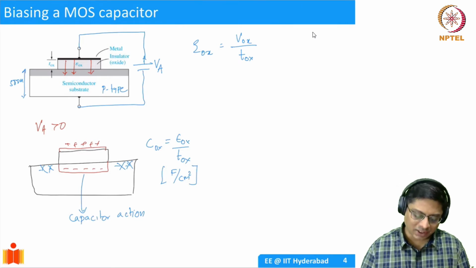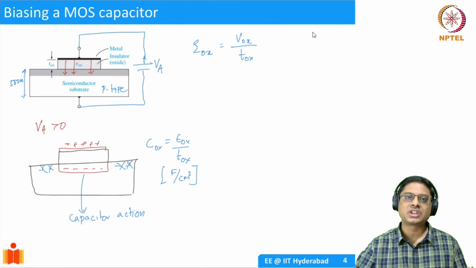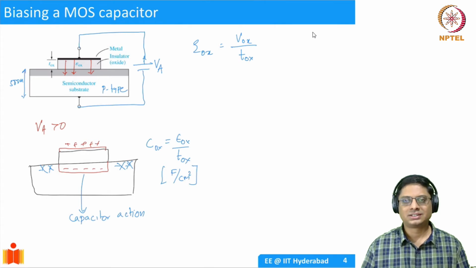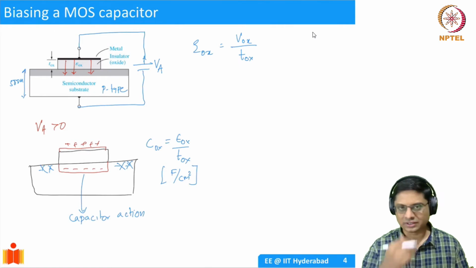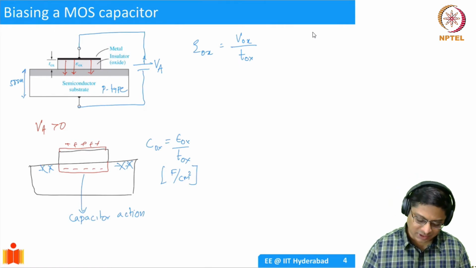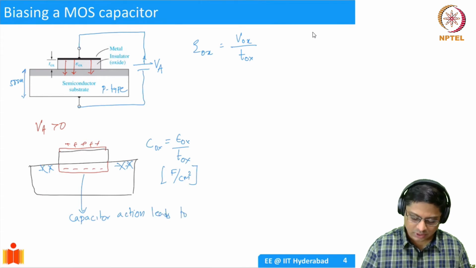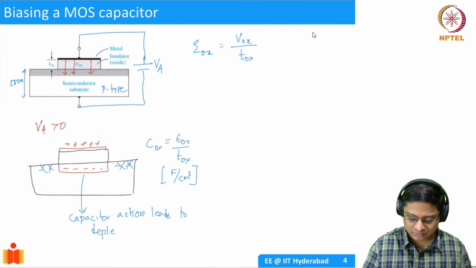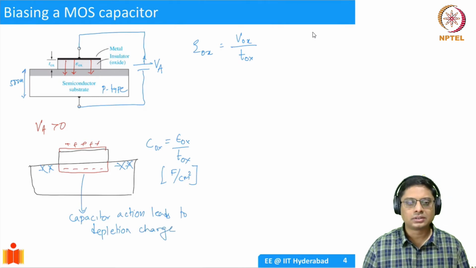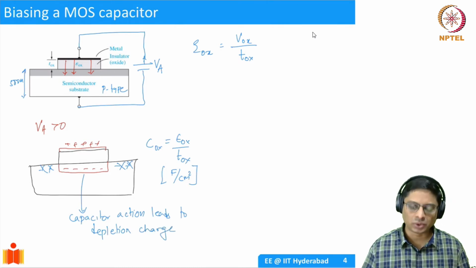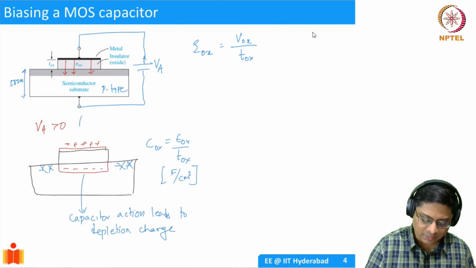And if you apply a certain amount of charge on the positive plate, the opposite charge has to be uncovered in the semiconductor, right? The holes have to be driven away and you should have a depletion charge there, right? So this is basically the capacitor action that leads to what is known as depletion charge. So this kind of biasing mode is called depletion mode.